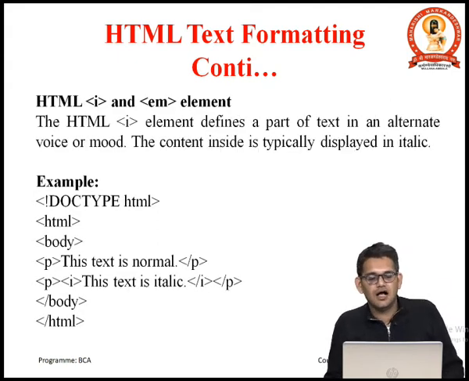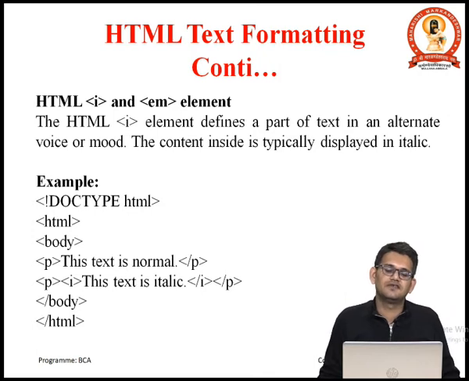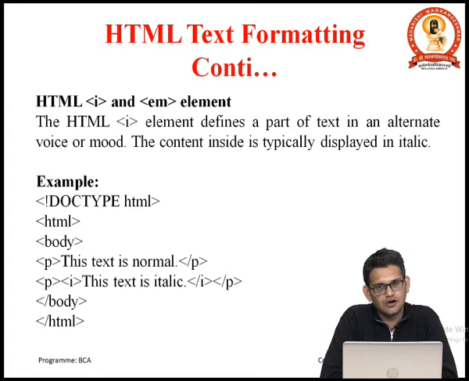So, next tags are the I and EM elements, or we can say EM tags. The HTML I element defines a part of the text in an alternate voice or mood. It means that the content inside is typically displayed in italic. So, to change the look and feel of the text, or to make the text italic or a different format, we can use the I tag. You can see the example here.